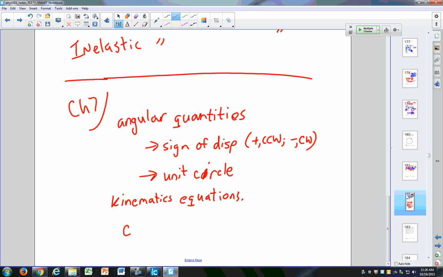And centripetal forces, like some of the examples we've worked, like the frictional force with the car going around the curve, the tension in the string, those sorts of things. Look at the homework as well. There are some good homework problems on centripetal forces.